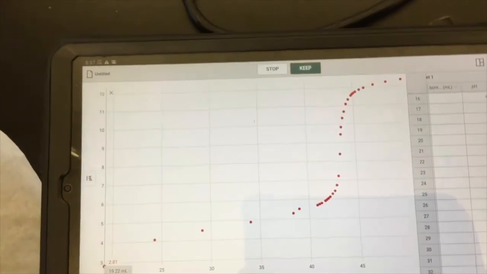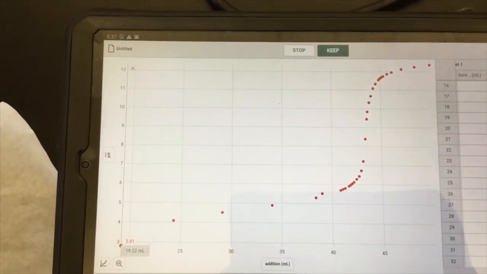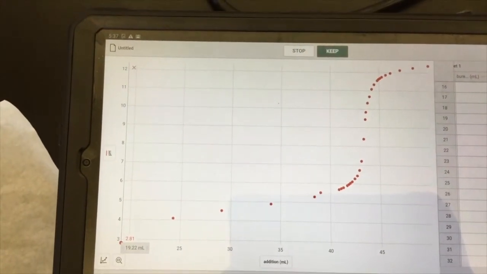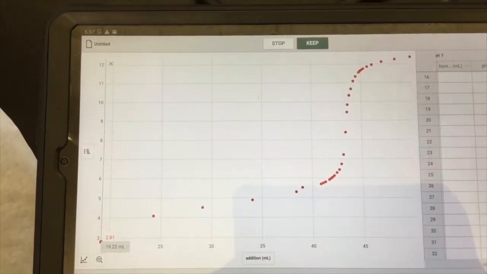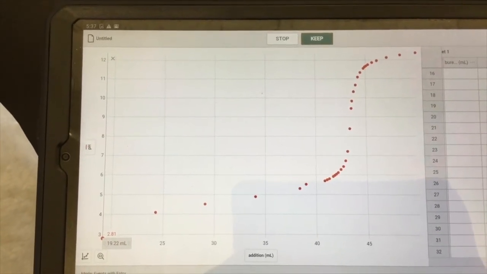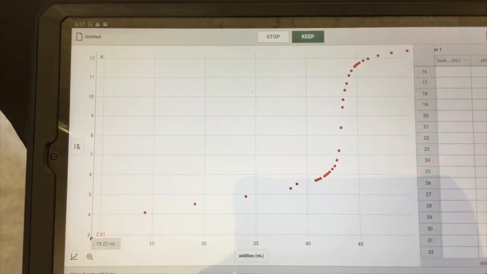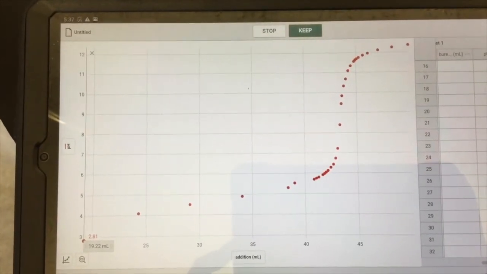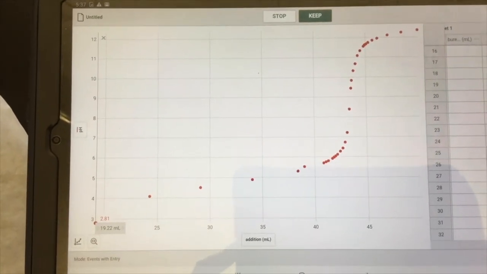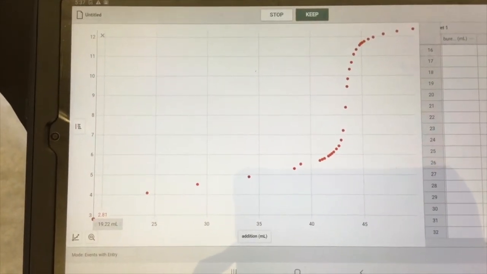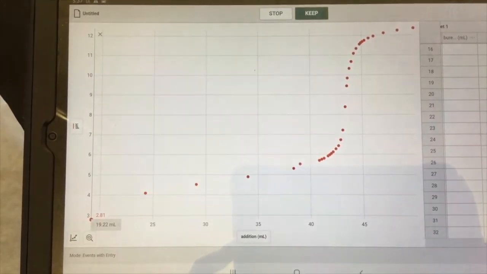So the important features of this graph are going to be the relatively flat area near the beginning, and that's called the buffering zone, and then the more vertical area as we are going almost straight up, and that is where we find our equivalence point. That one is significant because while we change the volume very, very little, the pH is changing a lot, and we're more interested in the volume than we are in the pH.